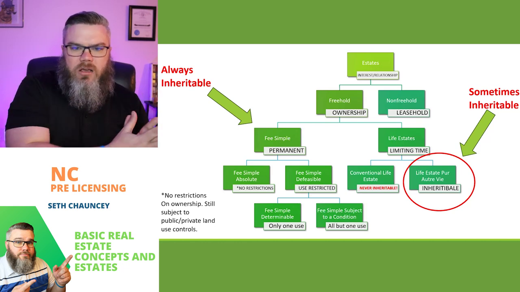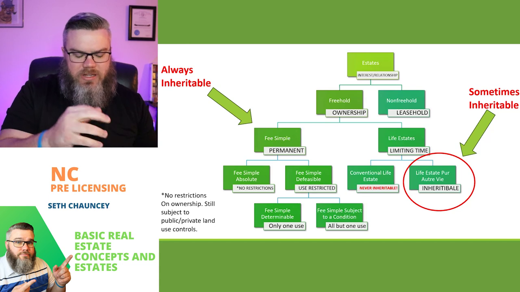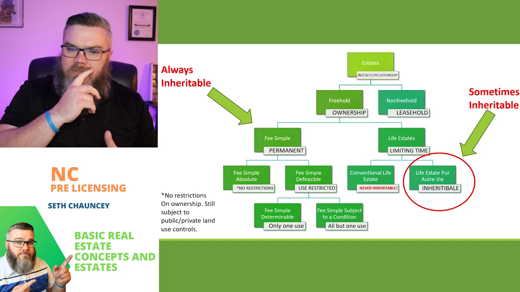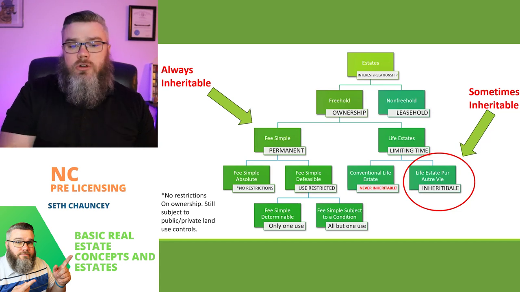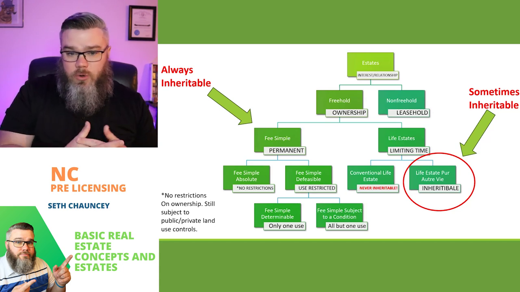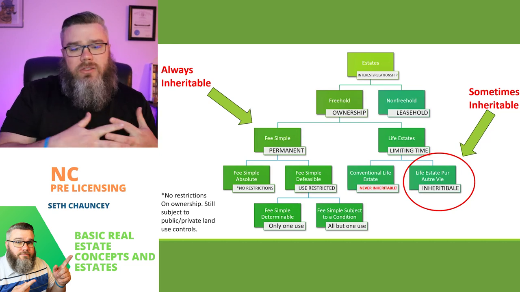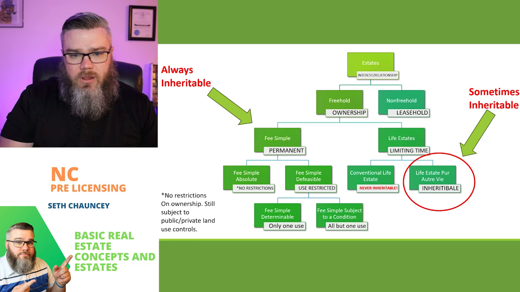So, understand that every single one of these is in a state of ownership, okay? When I gave Monica the horse farm and said you can only use it as a horse farm, that's fee simple determinable. But Monica does own it. When I gave Tim the property and said do whatever you want so long as you don't sell alcohol, well, he can do whatever he wants as long as he doesn't sell alcohol, but Tim does own it, okay? These are estates of ownership.